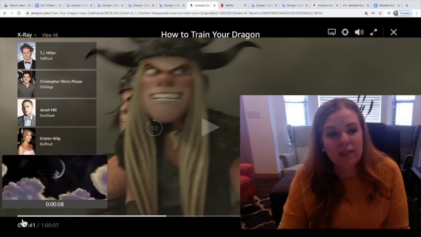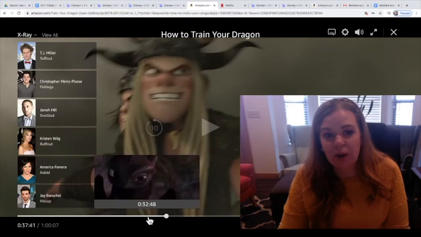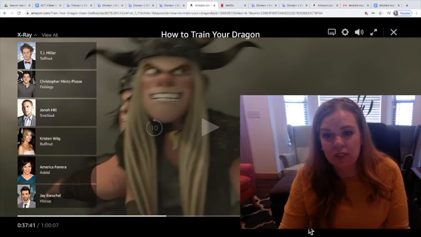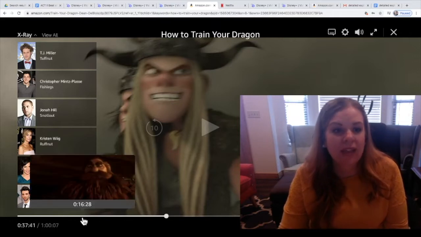So if you divide this bar down here into thirds, you're looking for about 2/3 of the way through the movie, give or take 10 minutes or so. So we had the act break.